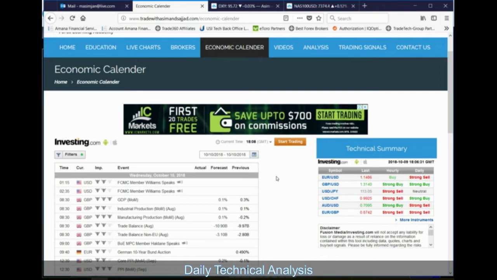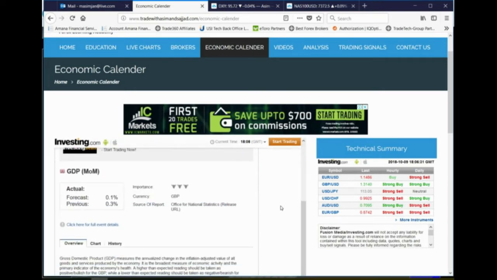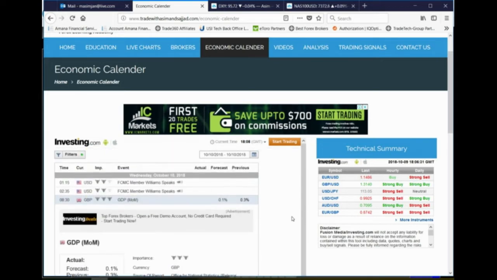Starting my analysis from the economic calendar, we can see some important news coming from Britain. Its GDP is expected to be positive. The forecast is 0.1, so I can see that it might have a negative impact on the British pound against the dollar and some other currency pairs as well.